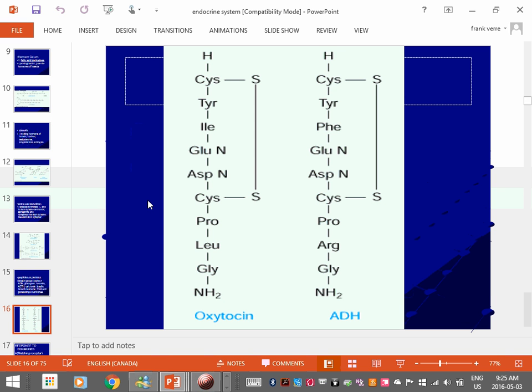By the way, ADH, I should mention this to you. What's the other name of ADH? It has another name. We studied it in genetics. It starts with a V. No, not vasotocin. Vasotocin is the ancestor. Vasopressin. Yeah, forgot to mention that to you guys. So ADH is the same as vasopressin.